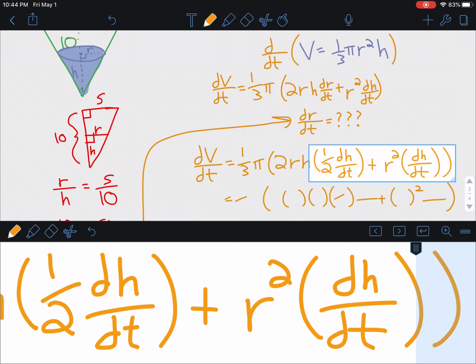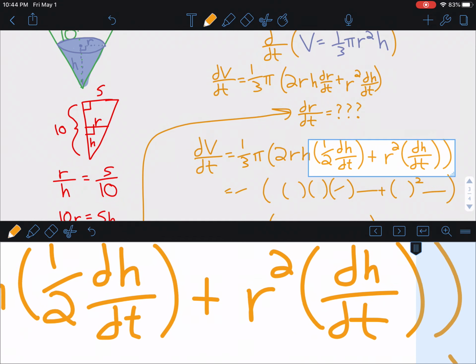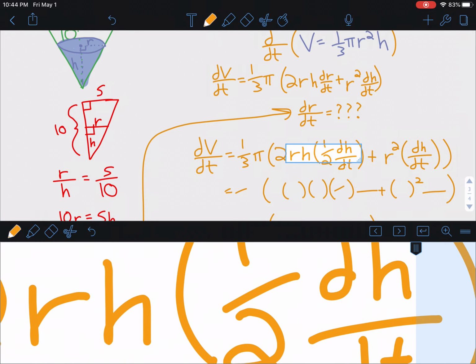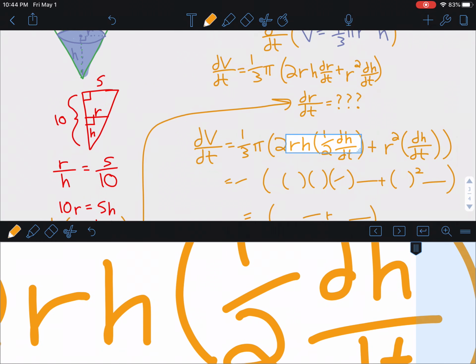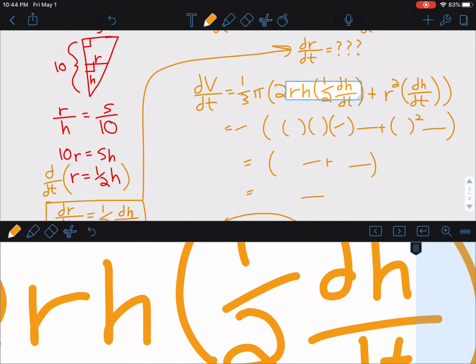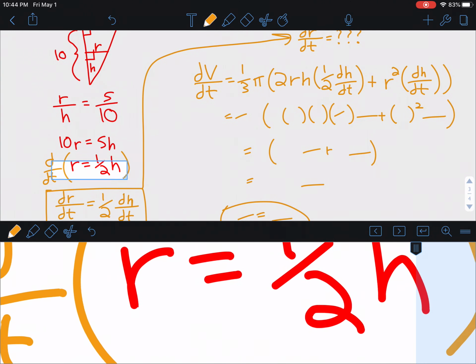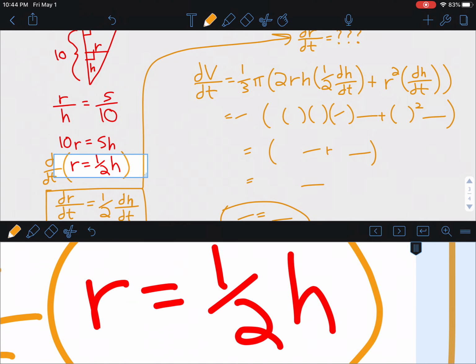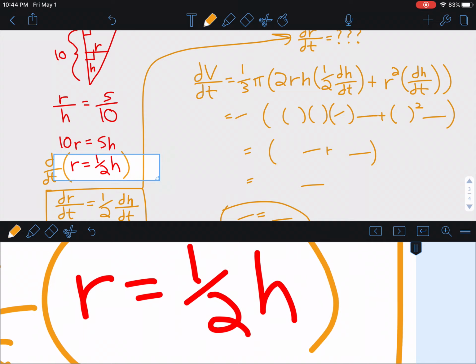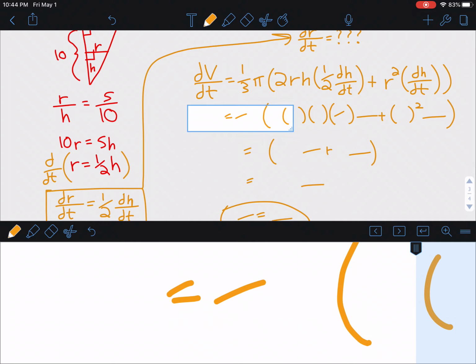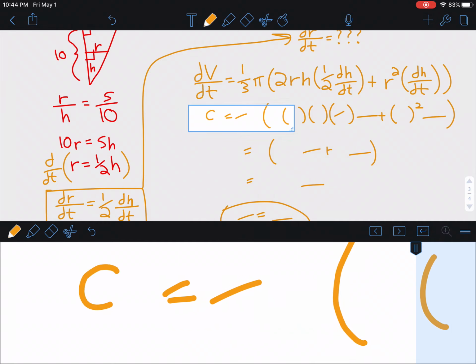Now, another problem with doing it this way is that the question originally told us when the height was 6. It didn't tell us what the radius was at that moment. Well, we can solve it pretty quickly. r is half of h, so if the height is 6, the radius has to be 3. Okay, so let's calculate dv dt. Oh, I'm sorry, we know dv dt. That's not what I want to calculate.